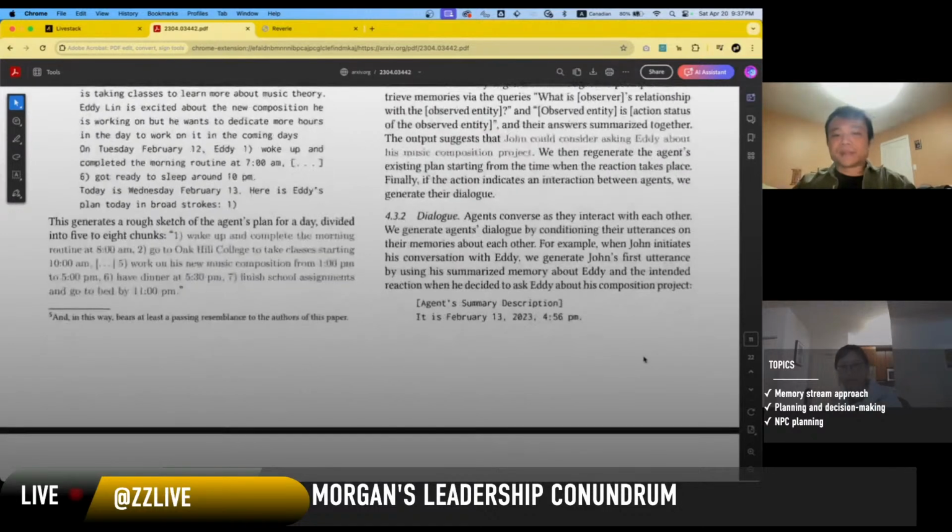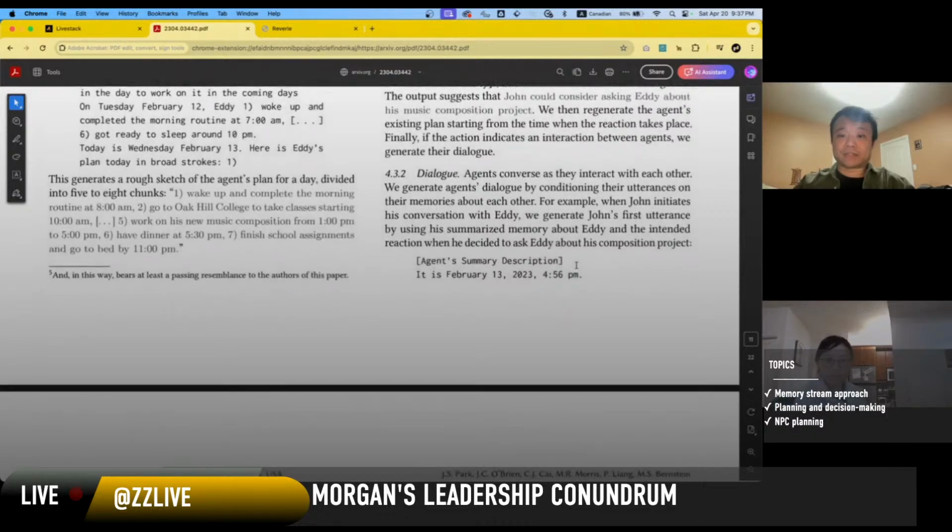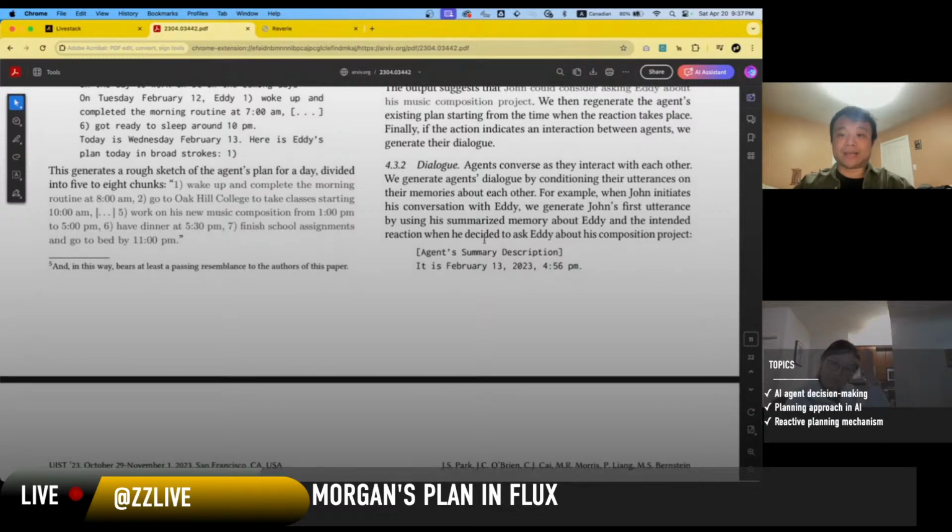Lots of thinking. Dialogue. Agents converse as they interact with each other. We generate agents' dialogue by conditioning their utterances on their memory about each other. For example, when John initiates a conversation with Eddie, we generate John's first utterance by using his summarized memory about Eddie, and then the intended reaction when he decides to ask Eddie about his composition project.